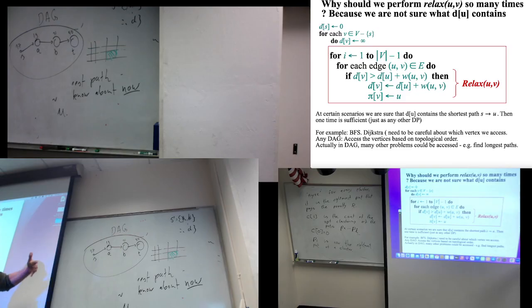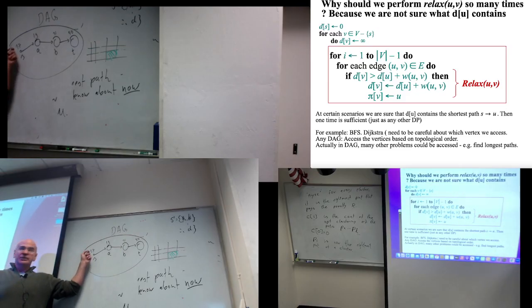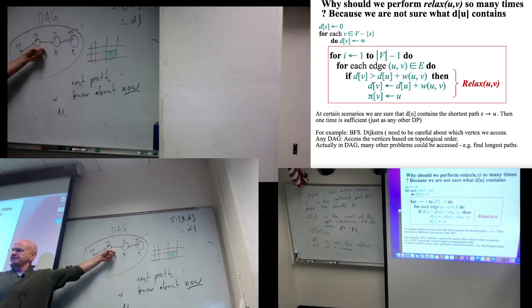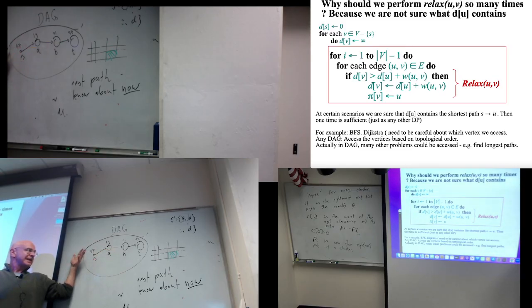Now, I use a topological order to tell me in which order to access the vertices. Then, at some point, I'll access S and give it a value, which is 0. And at this point, D of S is a correct value. It's 0, and in the absence of a negative cycle, it will never be different than 0. It cannot be larger, because there is a path from S to itself of length 0. And it cannot be smaller, because that would mean a negative cycle. So S knows the distance to it.